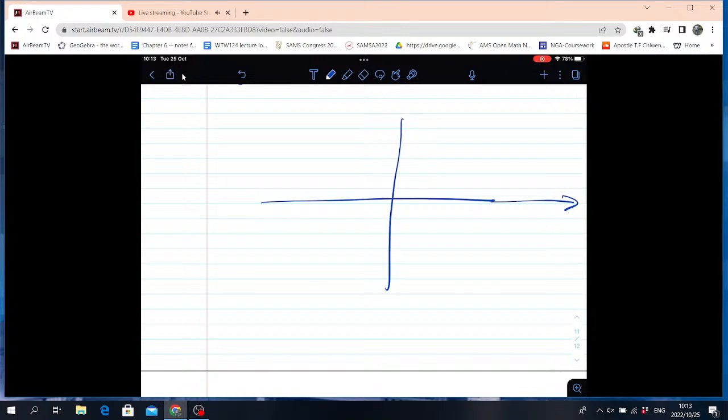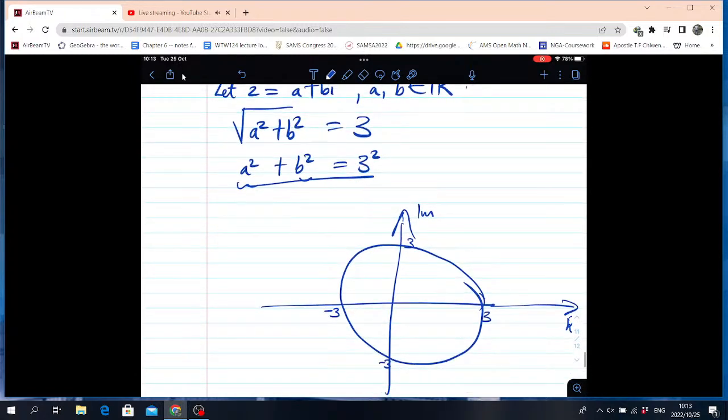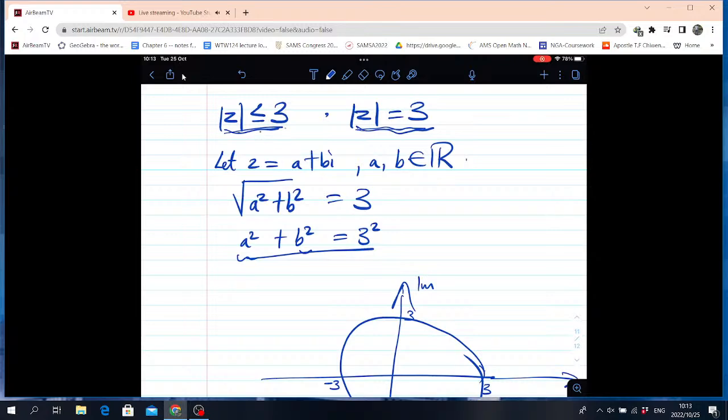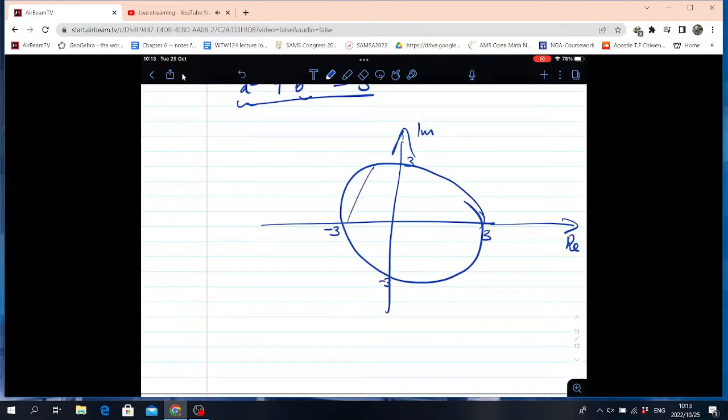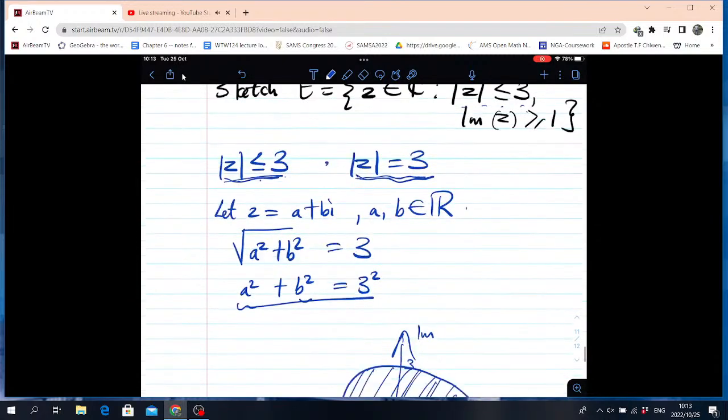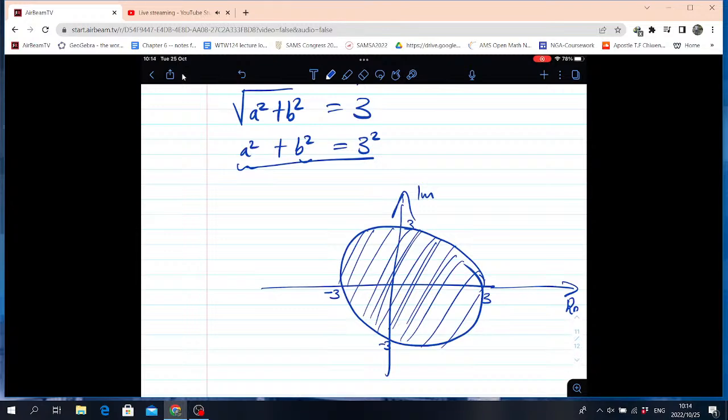So we've got a circle. This is just a sketch. This is the real part, this is the imaginary axis, and then we've got a circle there with radius 3. So this is 3, minus 3. It's not a very nice one here, but it gets the message across, right? So now we want where the modulus is less than or equal to 3. In other words, we want everything that is inside this circle, right? That's the first condition. For us to satisfy the first condition, we want what is in there.